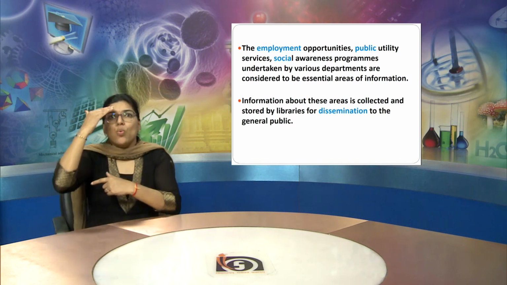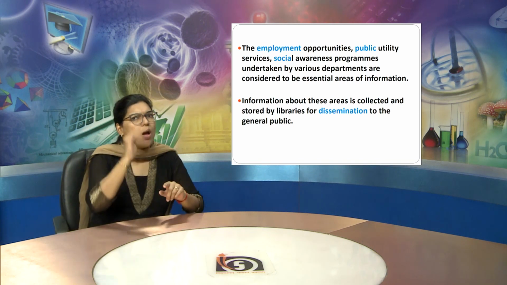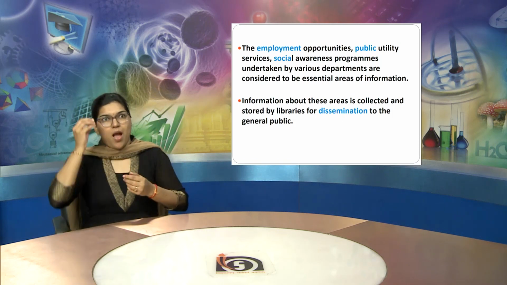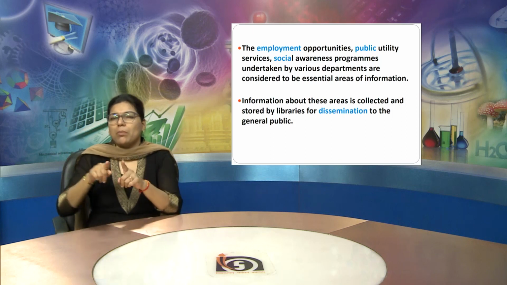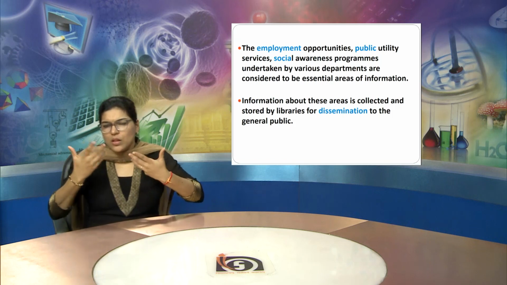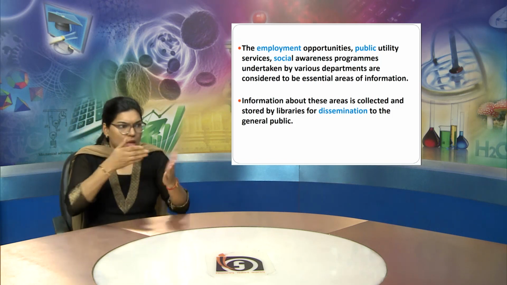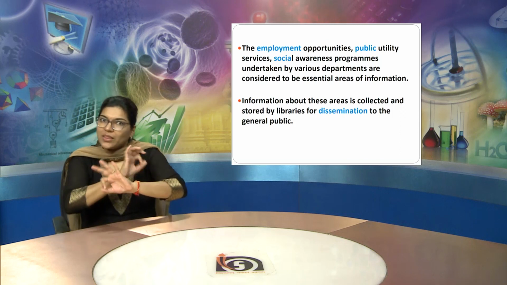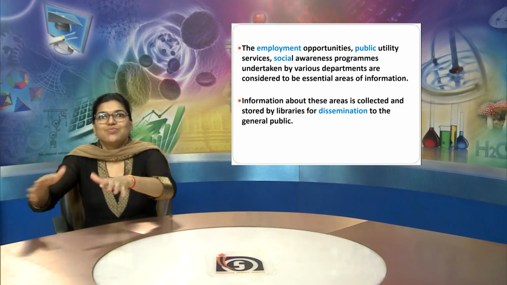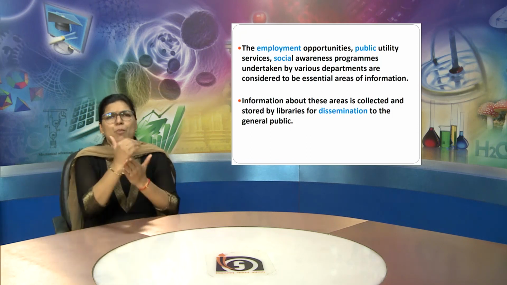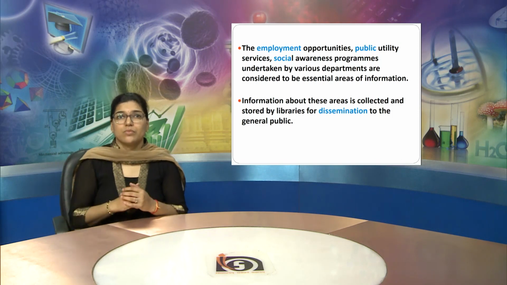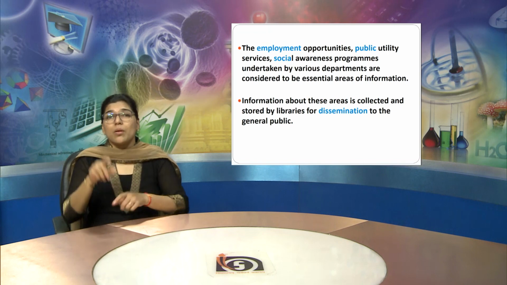As we know, in the community there are various people who don't know about vacancy information, that there is a particular vacancy, the place where anyone can apply, who the person is, and what the eligibility is. So all this information is collected and kept at the library. So the library is a place where you can get the information. That is why information dissemination is an important function of the library.